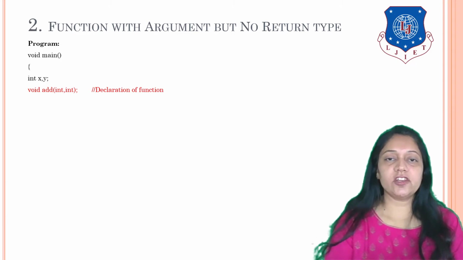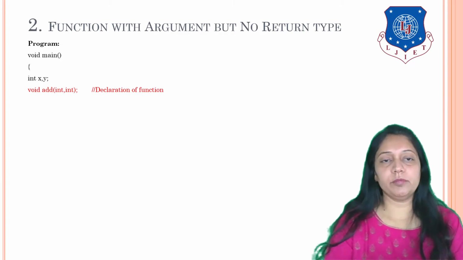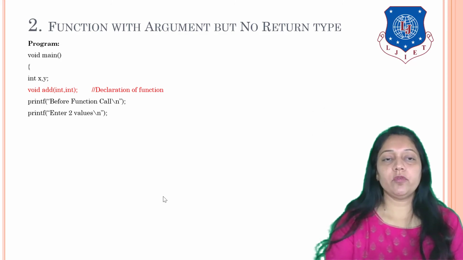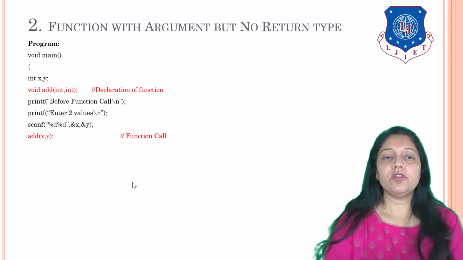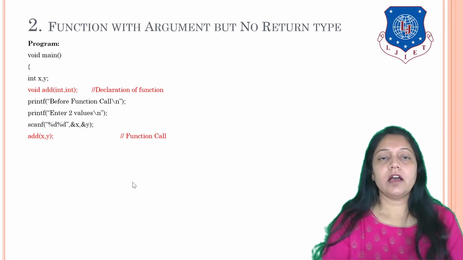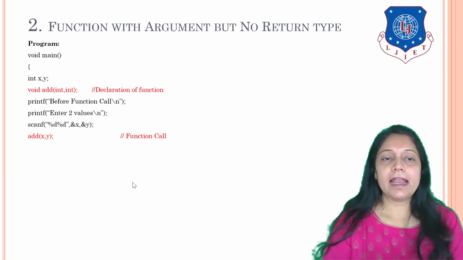Whenever you are doing declaration, the name of the variable is not compulsory. You can omit it, but the mentioning of data type is compulsory. Next is a simple printf statement before function call. Now I'm going to enter two values inside x and y. So printf enter two values and use scanf to enter the values in x and y. Now you want to call this particular function. So calling is different as compared to the previous category. How you will call this function is add, and in bracket you are going to pass some values.